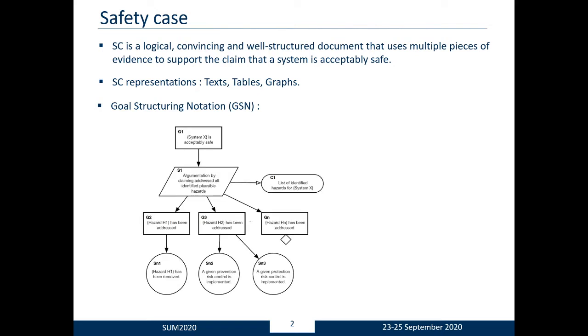or GSN. As you see in the graph, we have 9 elements. The first is a goal. A goal is the claim to prove about the system. A strategy is a description of how to realize a goal. The composition always appears between parent and child goals.